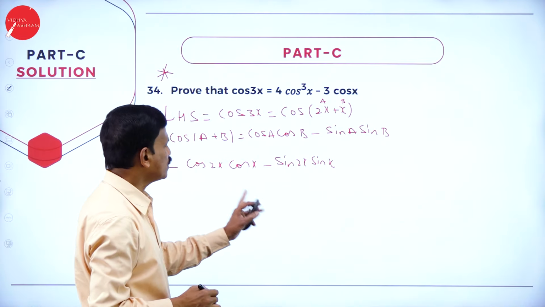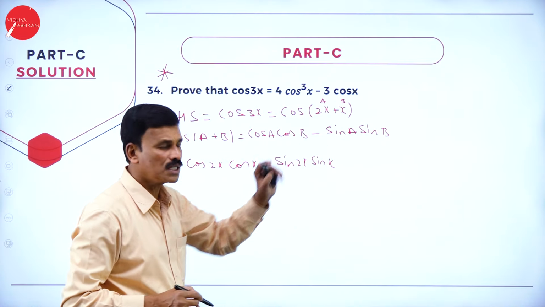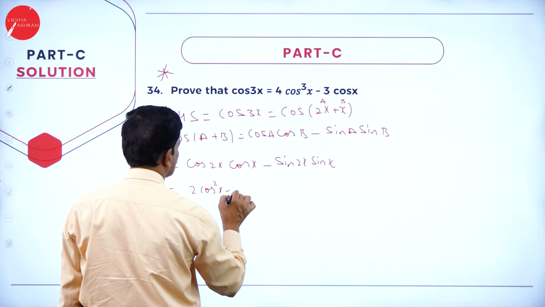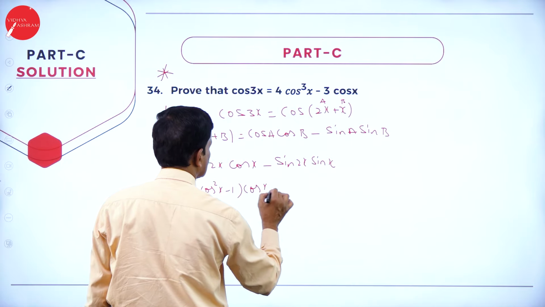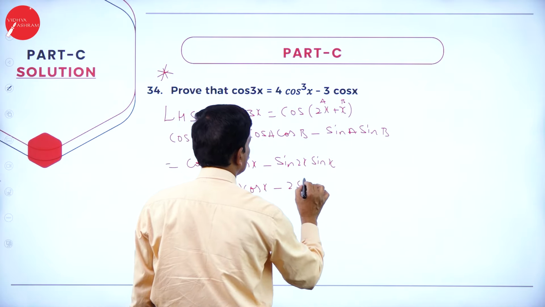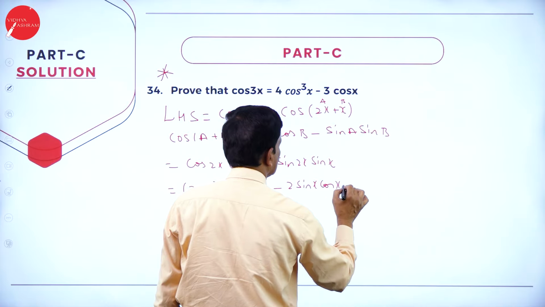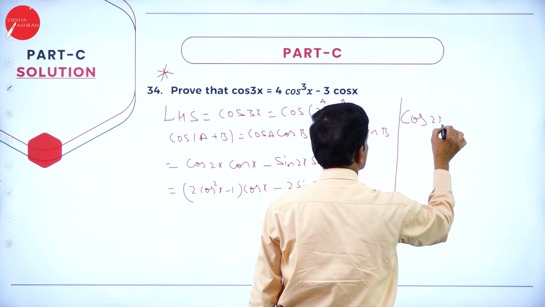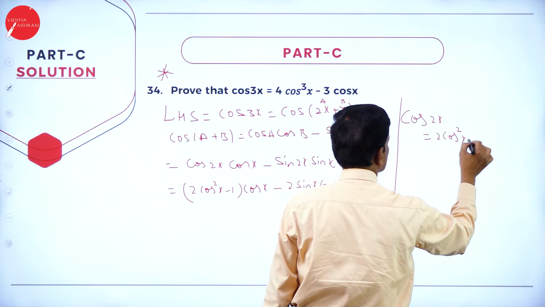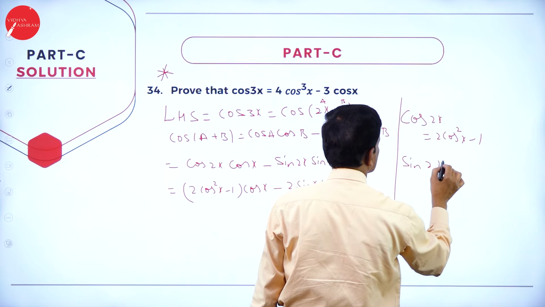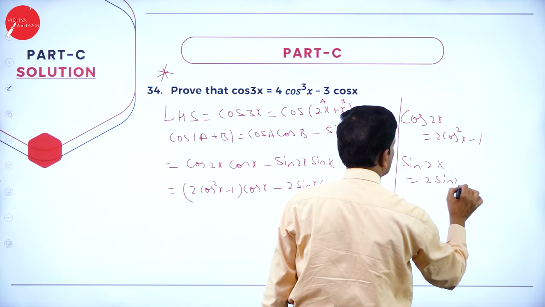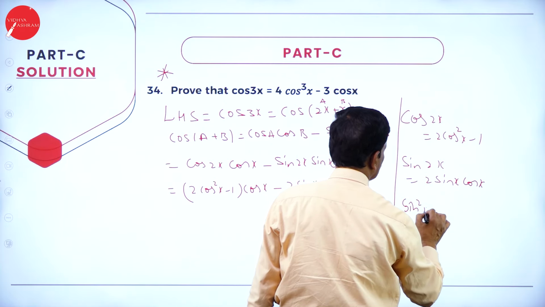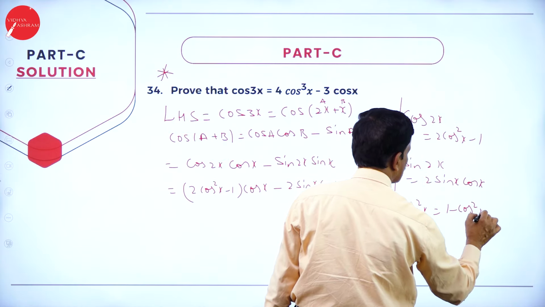Now, what is the intention? Convert all the trigonometrical functions into cos. That's it. So, here cos 2x can be written as 2 cos square x minus 1, into cos x as it is, minus, for sin 2x we have 2 sin x into cos x, into sin x. So, cos 2x is equal to 2 cos square x minus 1 and sin 2x is equal to 2 sin x into cos x. And further, one more formula we are going to use: sin square x is equal to 1 minus cos square x.